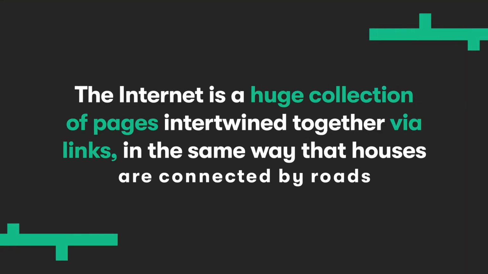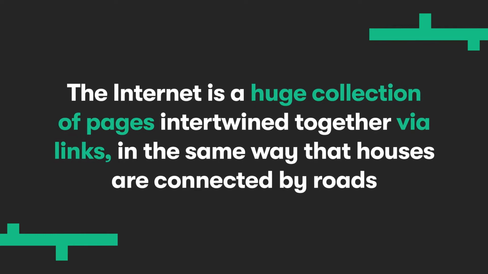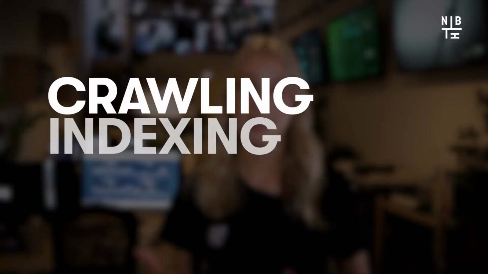So let's start with the basics. What does a search engine actually do? Well, essentially, the internet is a huge collection of pages intertwined together via links, in the same way that houses are connected by roads. The three primary functions of a search engine include crawling, indexing, and ranking. These three functions make up Google's search algorithm, which works as a really accurate pattern detection program.